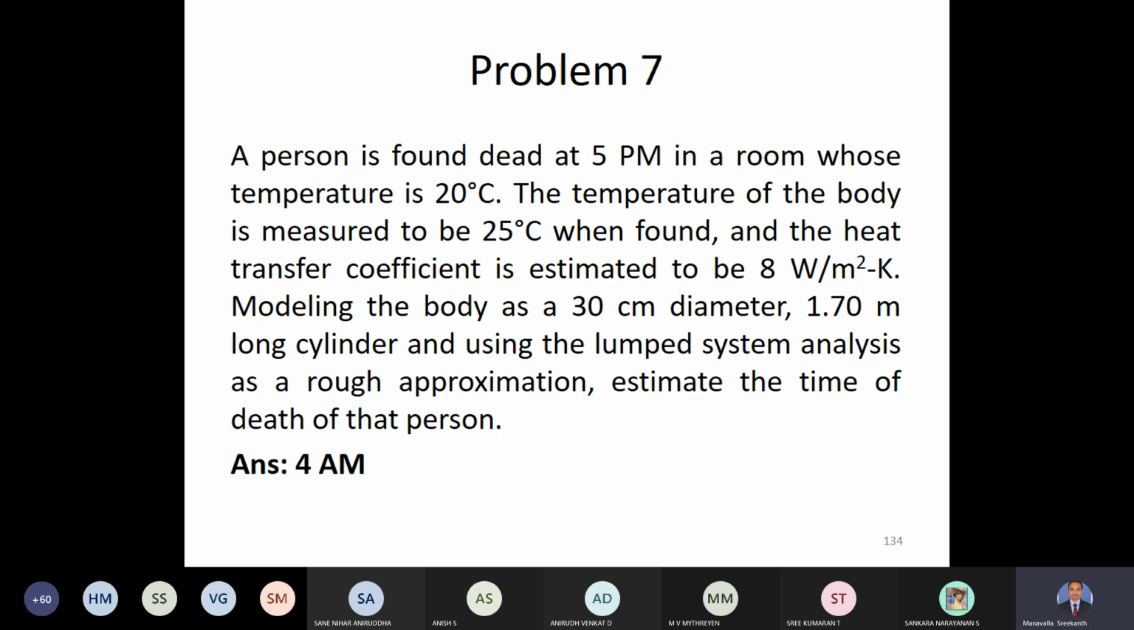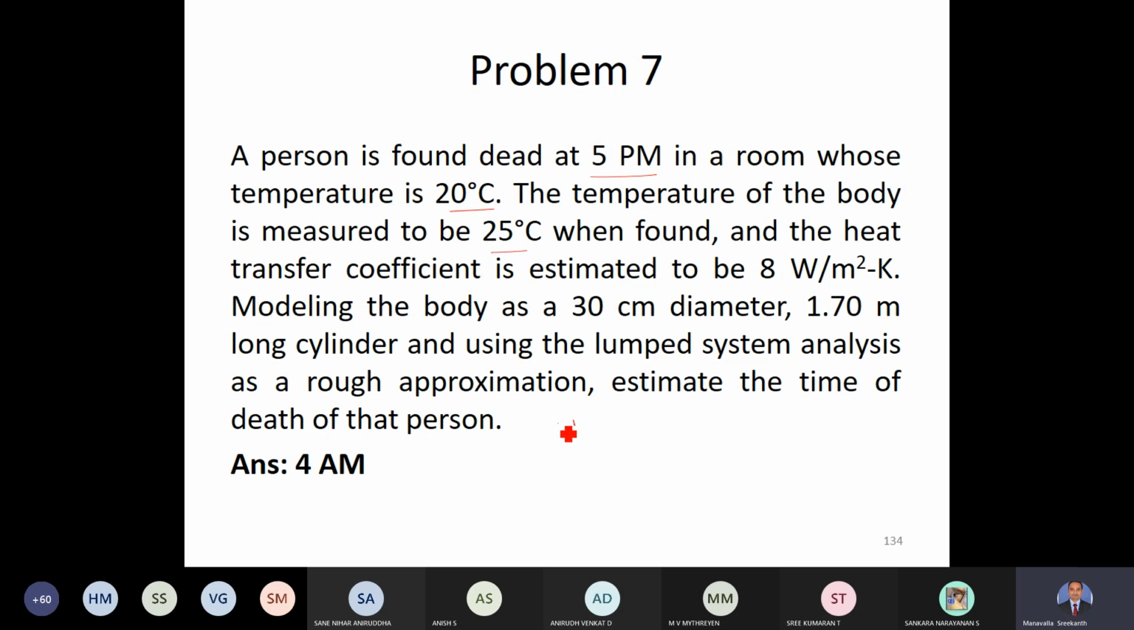You see here again, this is an interesting problem. Here, there's a dead body. We are asked to consider this dead body as a cylinder with a lump system. Now, as a lump system cylinder, we are given the diameter and the height of the cylinder. So we are given that at 5 p.m., at 5 o'clock in the evening, somebody noticed the body. The room temperature is 20 degrees. The body temperature is 25 degrees Celsius.